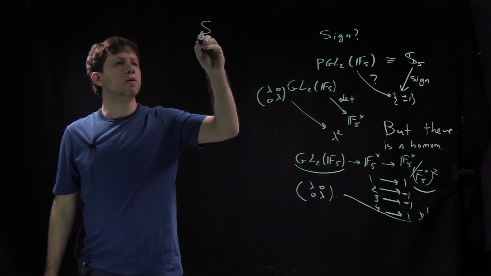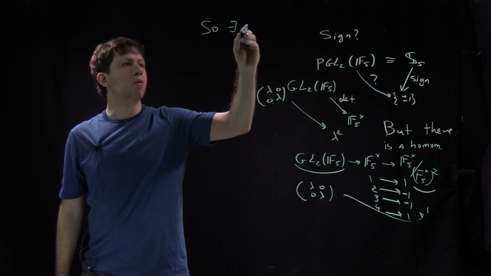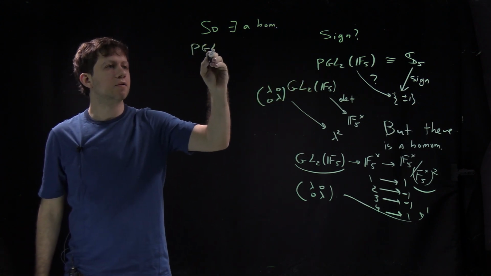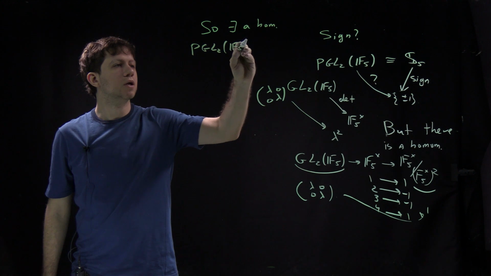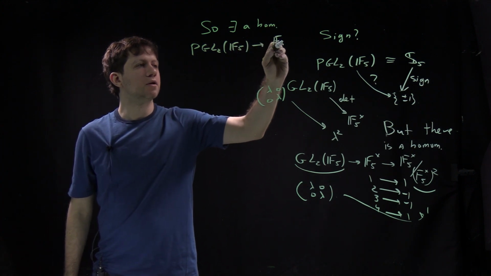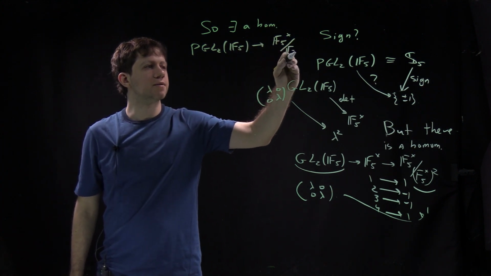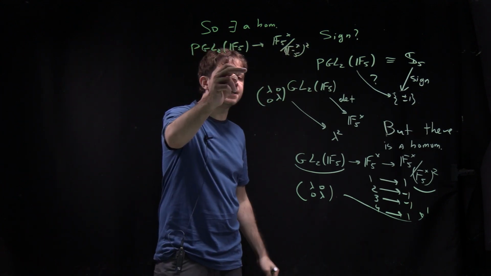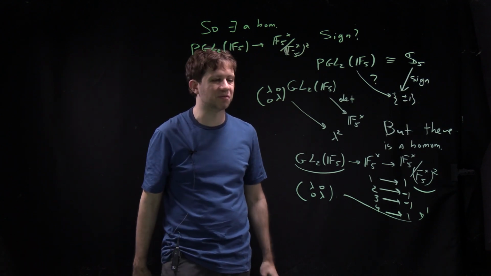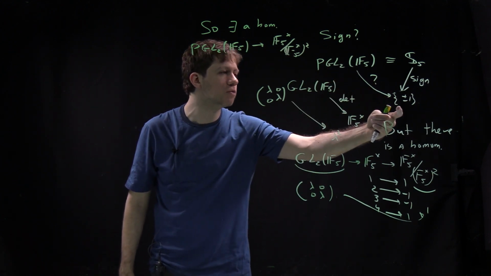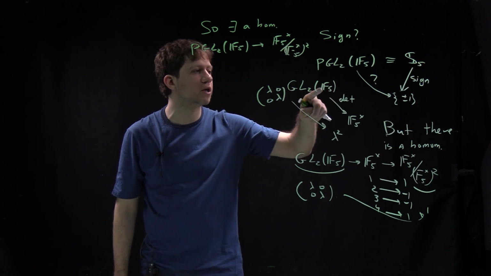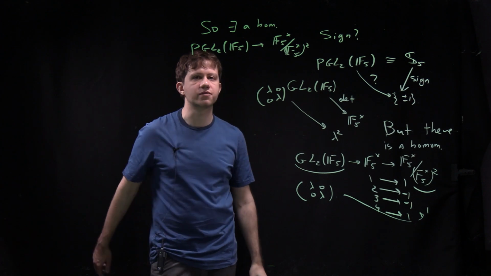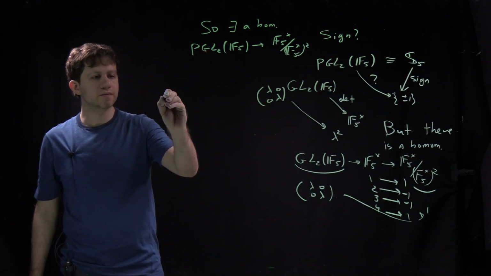So there exists a homomorphism from PGL2 of F5 to this F5 modulo squares, which you can think of as determinant plus Legendre symbol. And honestly, this is the universal property. If you want a homomorphism from PGL2, you better have a homomorphism from GL2 which kills the kernel, which kills these scalar matrices.